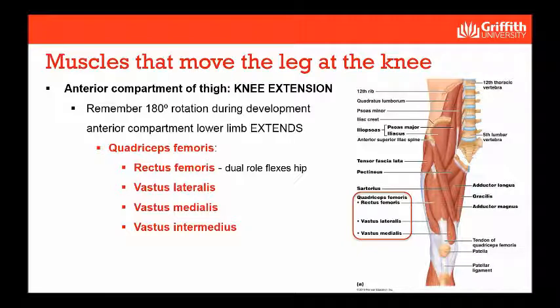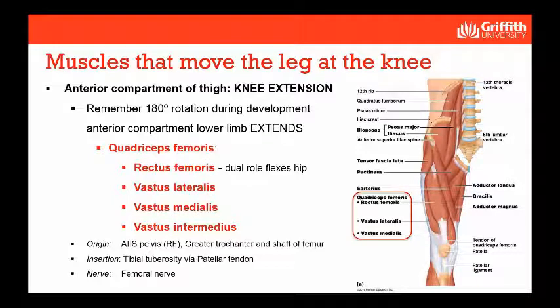Rectus femoris extends the knee, but as it has its origin on the anterior inferior iliac spine of the pelvis, it has a dual role in that it flexes the hip as well. The 3 remaining muscles of the quadriceps group, vastus lateralis, vastus medialis, and vastus intermedius, all originate on the femur and consequently extend the knee. All 4 of the quadriceps muscles are innervated by the femoral nerve.